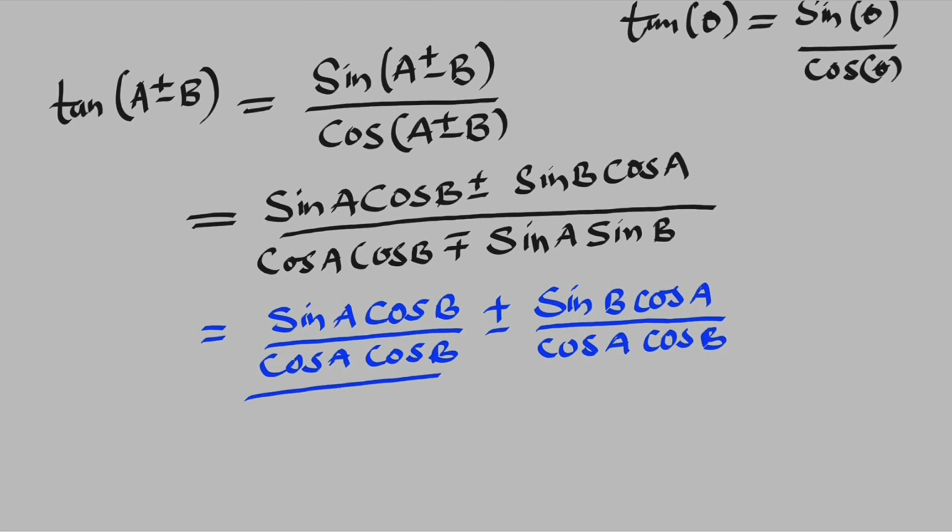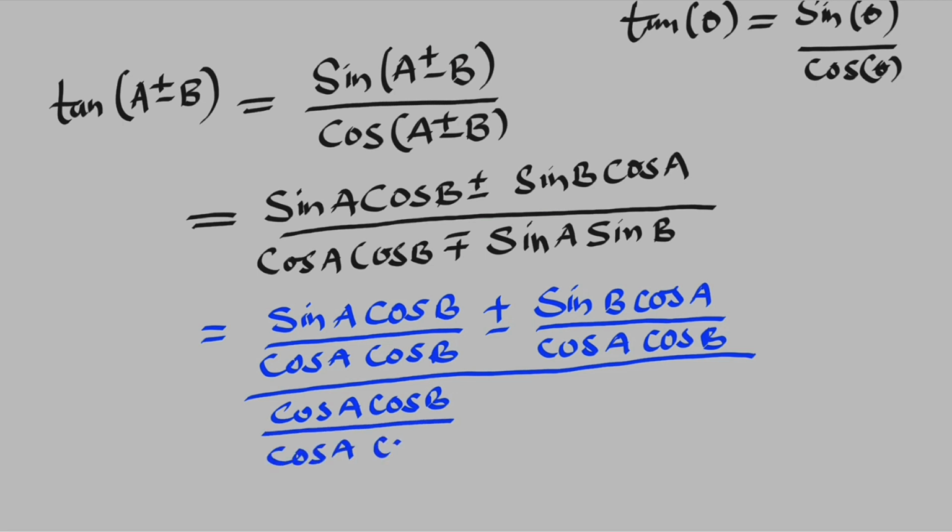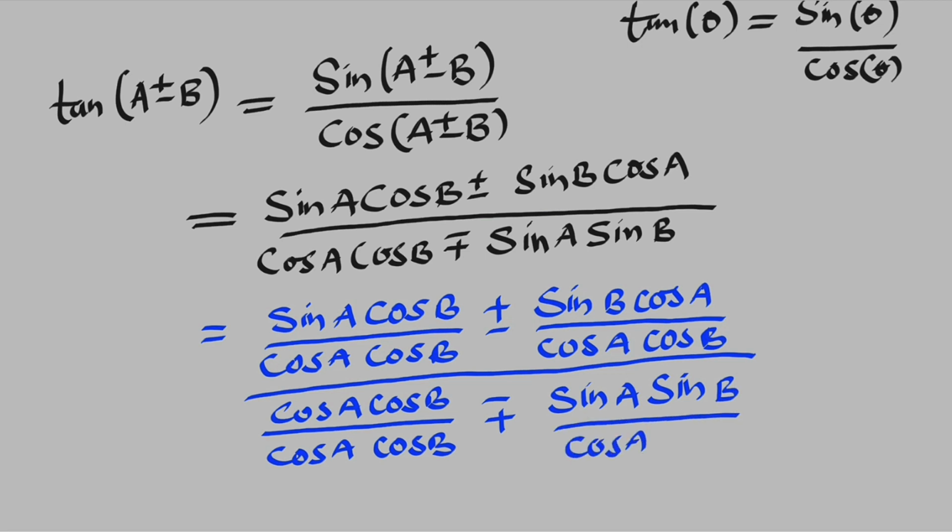The whole of this should be divided by what we have as our denominator, which is this: cos A cos B divided by cos A cos B. Minus or plus, we have the second expression, sine A sine B divided by cos A cos B. You can see that we have divided each term by cos A cos B.